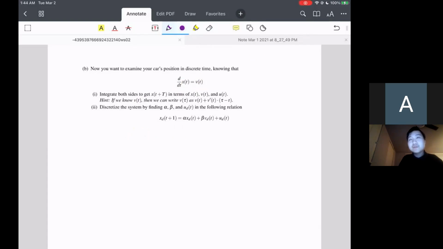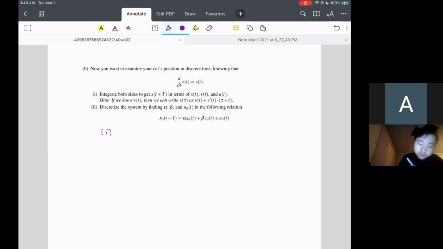So now, off to part B. Now we want to examine our car's position in discrete time, knowing that the derivative of distance is just the velocity at a given time. So we want to integrate both sides to get x(t+T) in terms of x(t), V(t), and U(t). Okay.